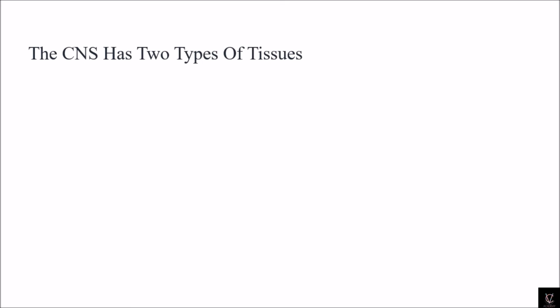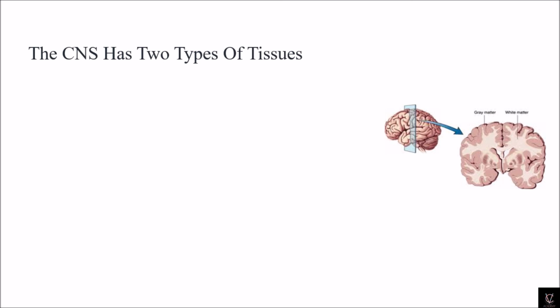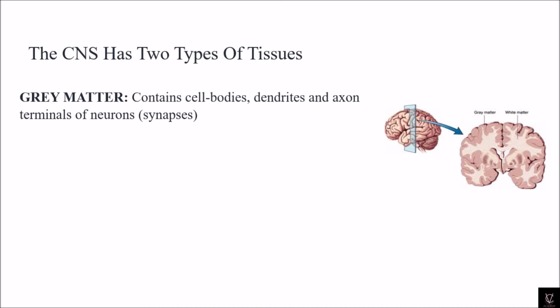The central nervous system has two types of tissues. So what are those tissues? They are gray matter and white matter. Gray matter contains cell bodies, dendrites and axon terminals of neurons, also called synapses. And white matter contains axons.